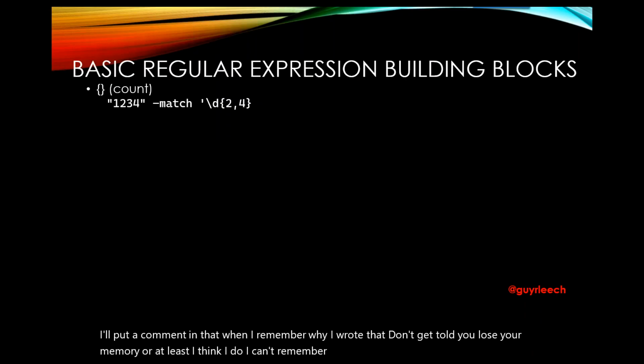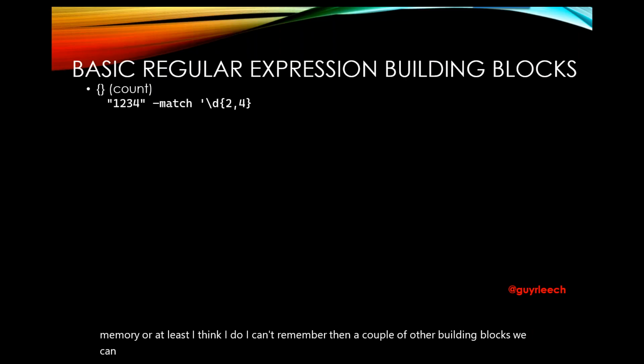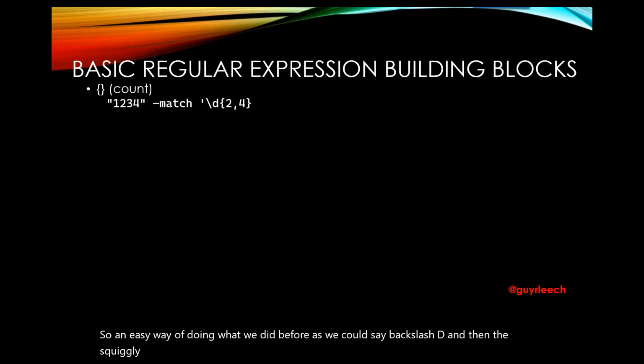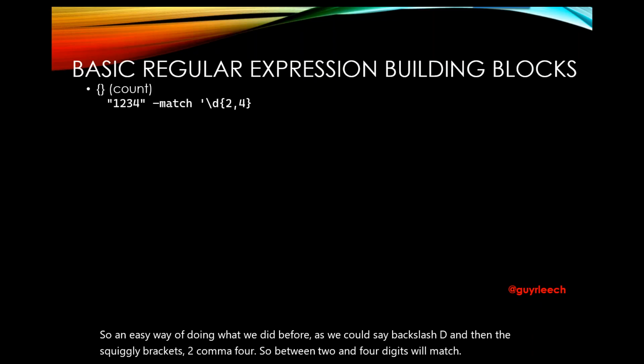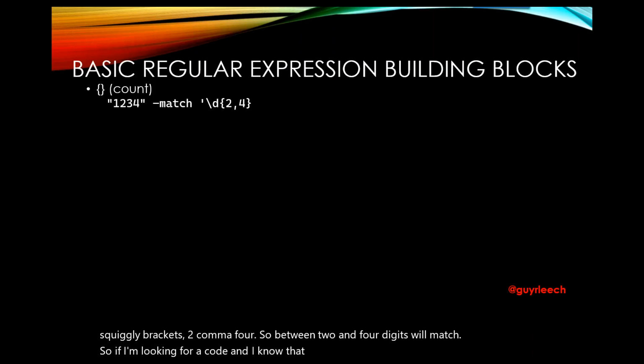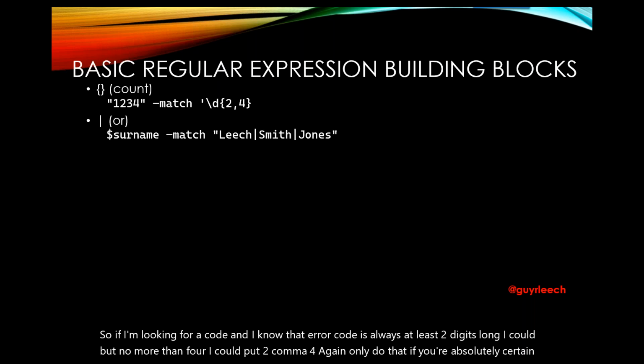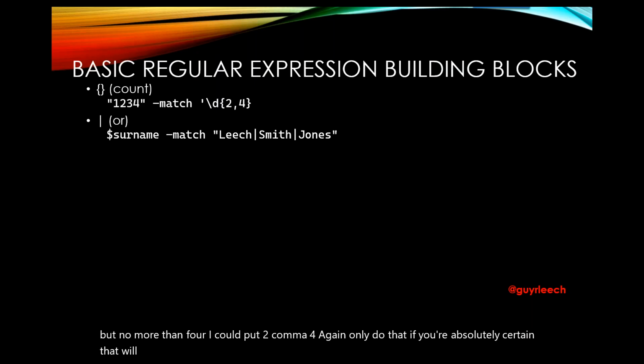Then a couple of other building blocks. We can have a count. So an easier way of doing what we did before is we could say \d and then the squiggly brackets, 2, 4. So between 2 and 4 digits will match. So if I'm looking for an error code, and I know that error code is always at least 2 digits long, but no more than 4, I could put 2, 4. Again, only do that if you're absolutely certain that that will match. This makes it much easier.